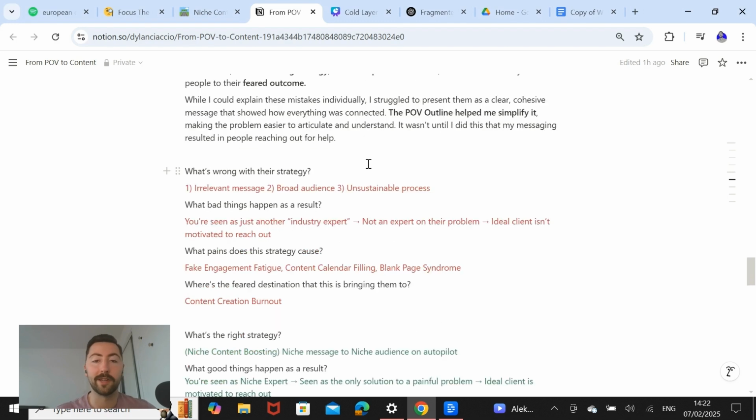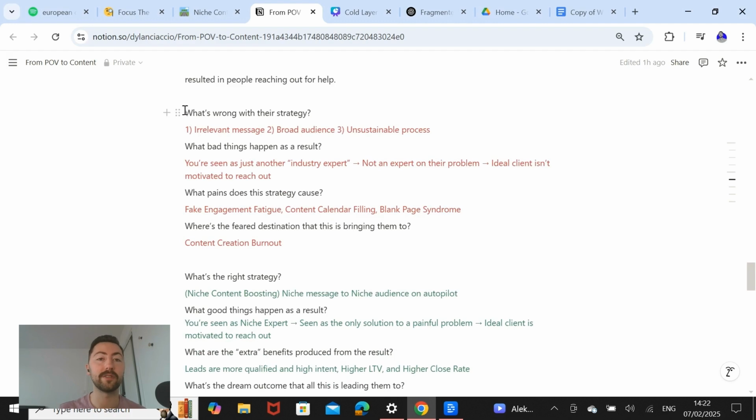Well, I did it for myself, so I guess I won't really go too much into that, but I want to show you what my POV is. So again, using the same kind of outline, I say, what's wrong with the strategy? For me, it's kind of 3 root causes. It's not ideal. I think it's better to have 1, but it's going to depend on the nature of the problem that you solve. So for me, the relevant message in the content to a broad audience with an unsustainable process. This is what's wrong with the strategy.